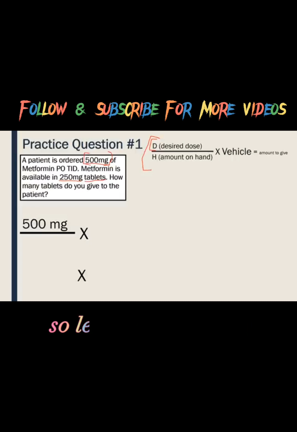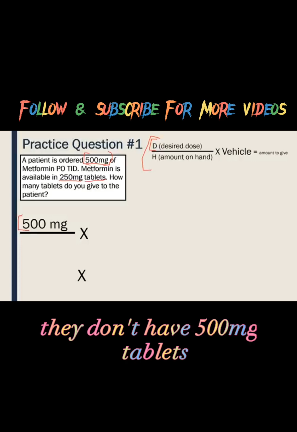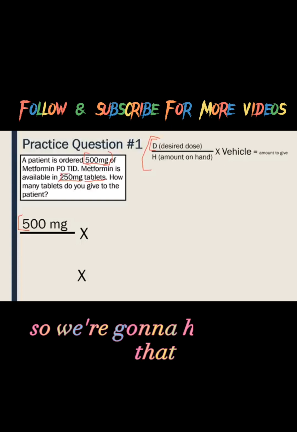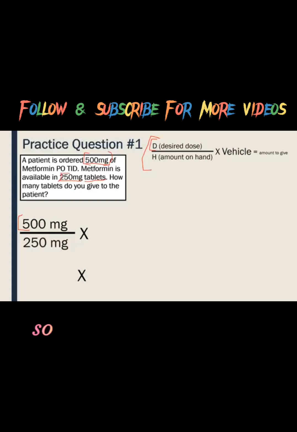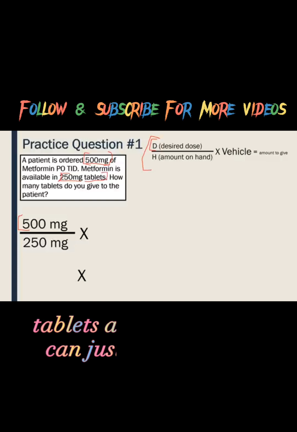What's the on hand? Let's take a look at the question. Metformin is available in 250 milligram tablets. So they don't have any 500 milligram tablets. They only have 250 milligram tablets available on this floor. So we're going to highlight that, and then we're going to put that at the bottom. The on hand is 250 milligram tablets, because that's all they have available. And now, what's the vehicle? This one, the vehicle is not as important, because it is tablets, and obviously we can just put one tablet, because 250 milligrams is in one tablet.